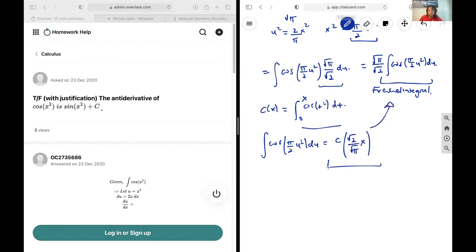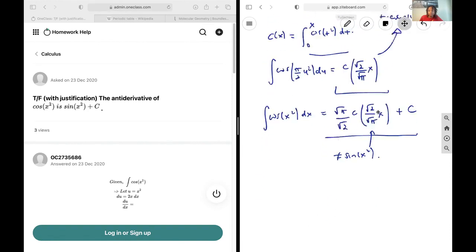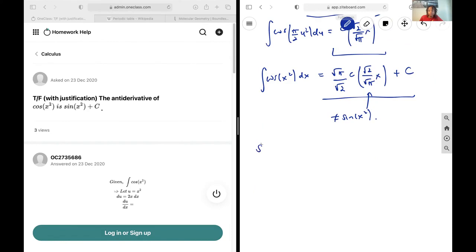And so we're just going to plug that in here to get that the integral of cos x squared dx is equal to root pi over root 2 into C, which is the Fresnel integral, multiplied by root 2 over root pi x, and then we're going to have our plus c at the end. Obviously, this is not equal to sine x squared. Sine x squared actually has its own Fresnel integral, which is S of x is equal to the integral from 0 to x of sine t squared dt. What this all means is that the question that we're trying to prove is false.